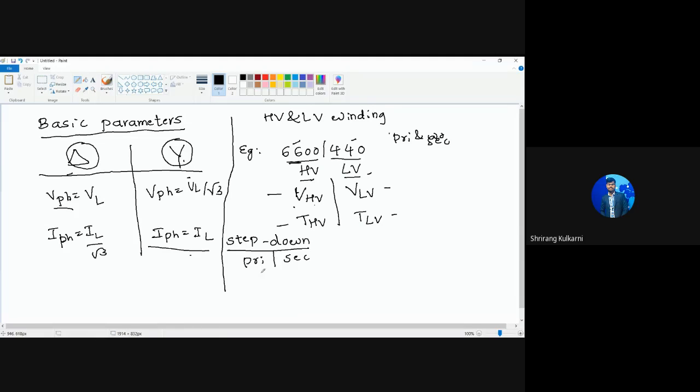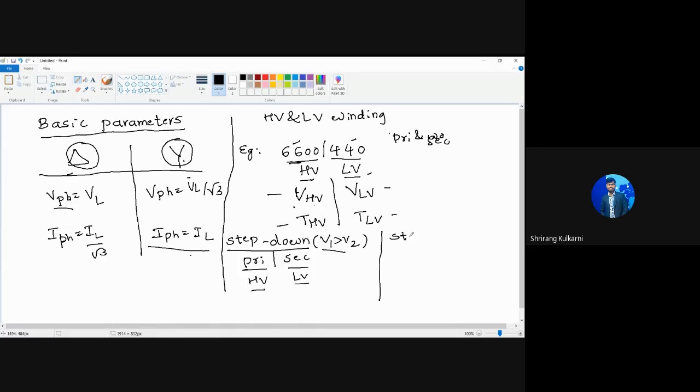Primary is high voltage, secondary low voltage. Correct. In case of step down, V1 is greater than V2. V1 voltage is more than V2. That's why primary is HV, secondary is LV. Exactly correct. Whatever you understood, that is correct.